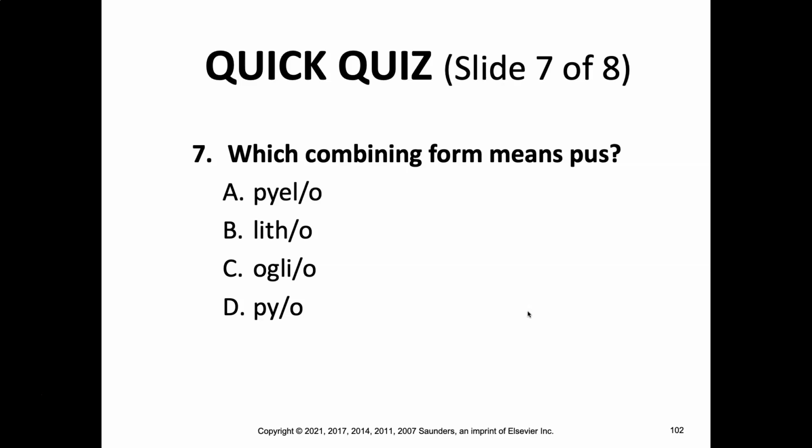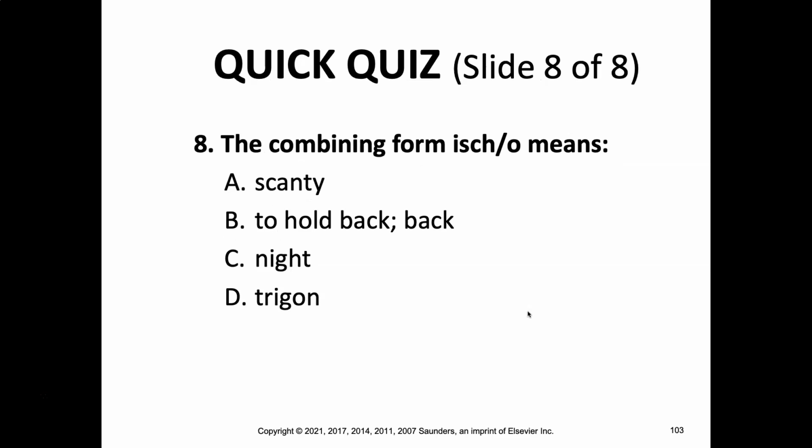Combining form that means pus. Pyo. It's a good thing I pointed this one out to you a few slides back, so you've got it.